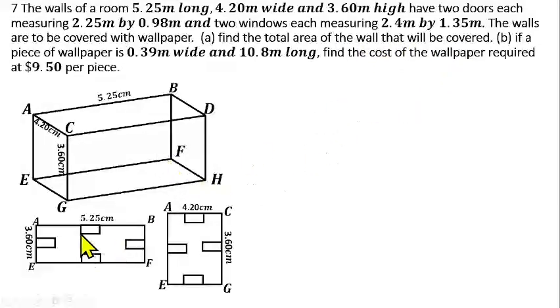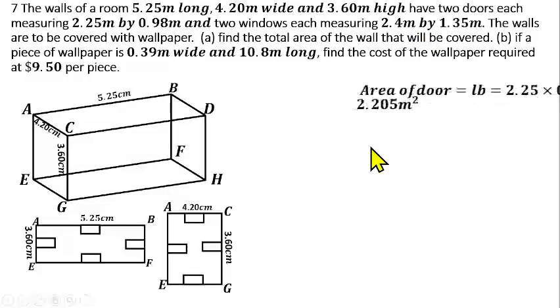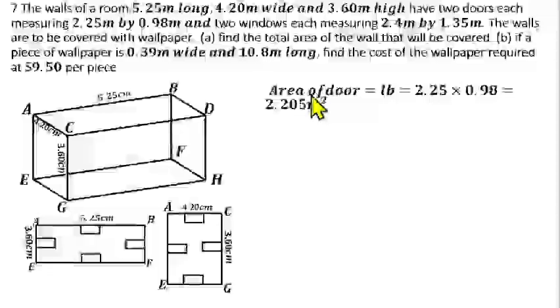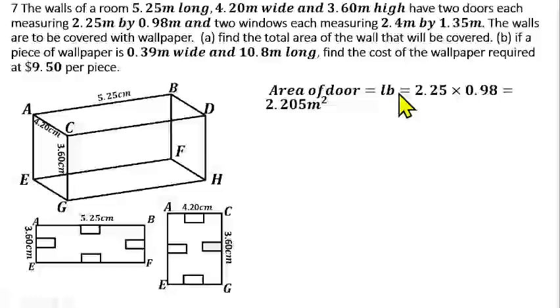Although we are also given the dimensions of the doors and the dimensions of the windows as well. So this is the dimension of the door, and this is the dimension of the window. So we can find the area of the door, and I can also find the area of the windows. So what do I do first? Let's find the area of the door. Of course, the door is rectangular in shape, so it's a rectangular door.